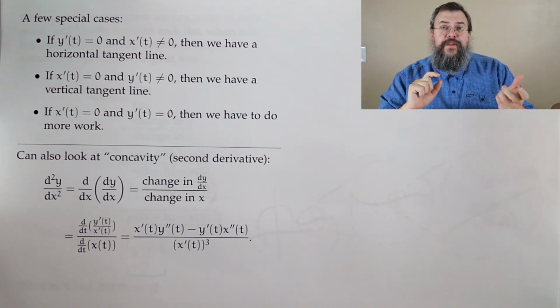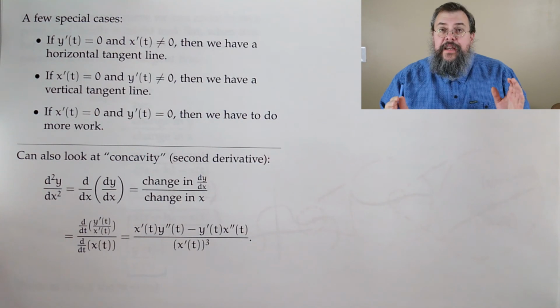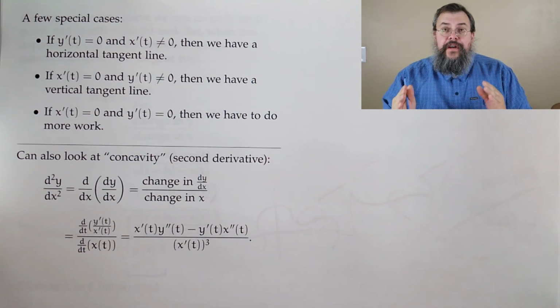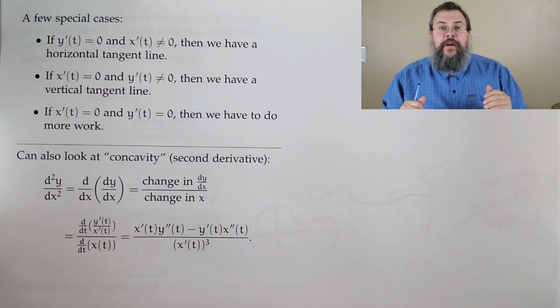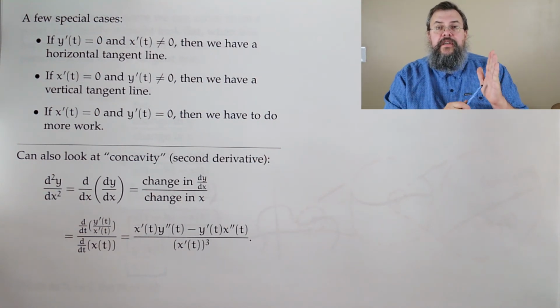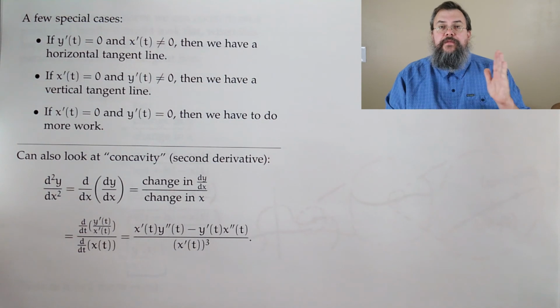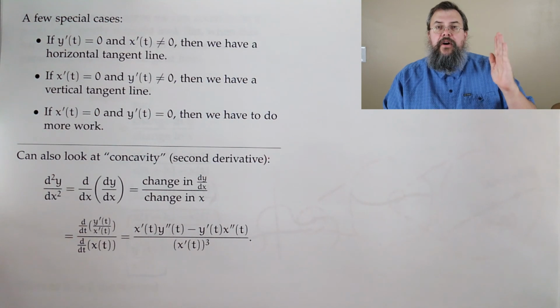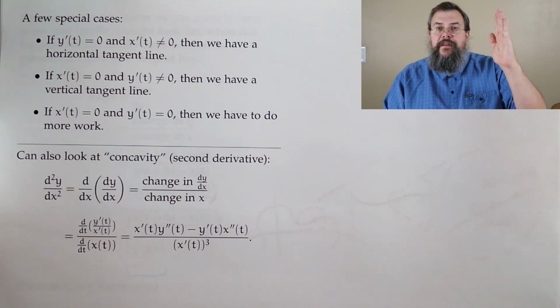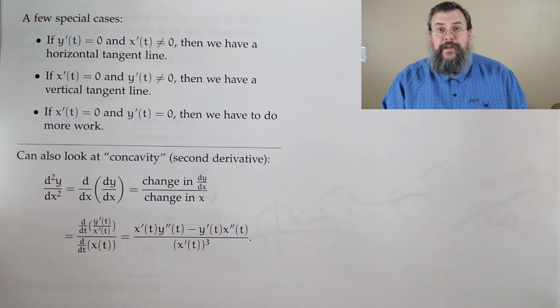Let's suppose we switch though. Suppose we say now x prime is 0 and y prime is not 0. Okay, so what's happening? Well, if x prime is 0, that says there's no left-right motion. So that says we're just staying put in the x direction, but y is changing. So we are going up and down. So now our line is behaving like this. It's something going straight up and down. That means we have a vertical tangent line.